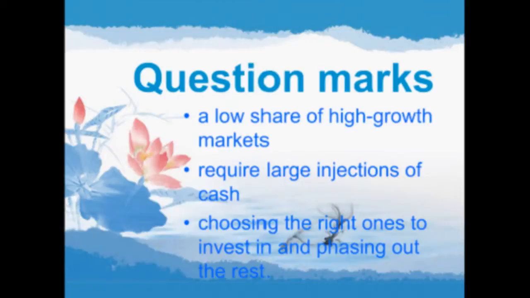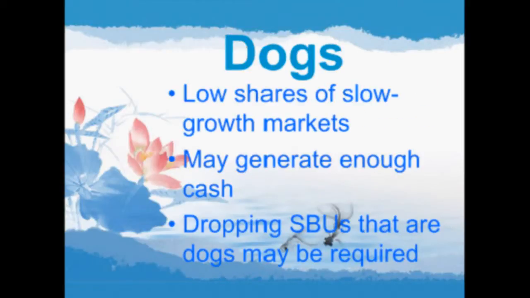Next one is question marks, which are SBUs with a low share of high growth markets. They require large injections of cash just to maintain their market share, much less increase it. The name implies management's dilemma for its SBUs, choosing the right ones to invest in and phasing out the rest. The last one is dogs.